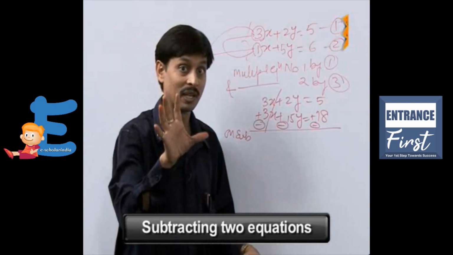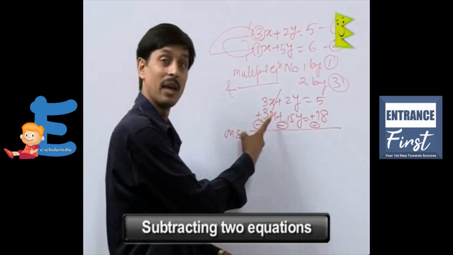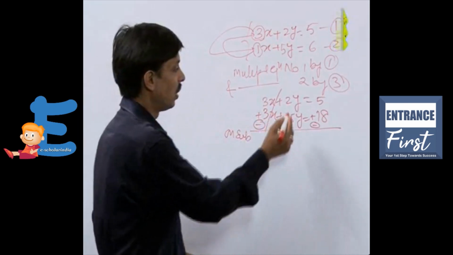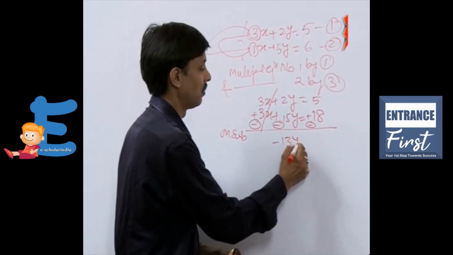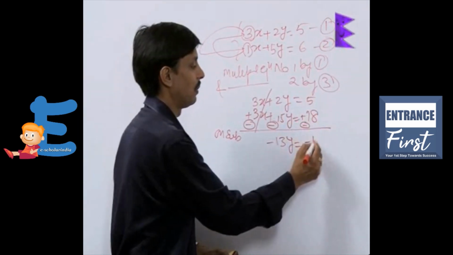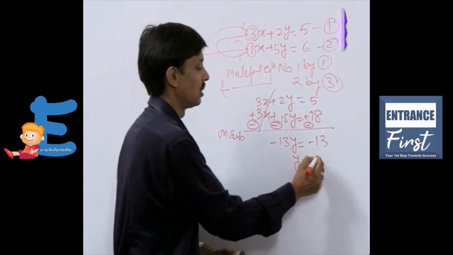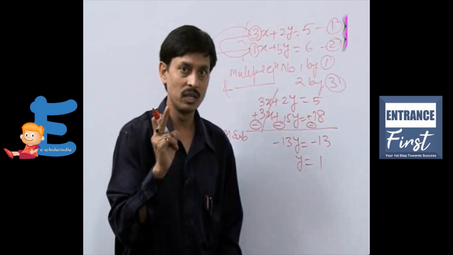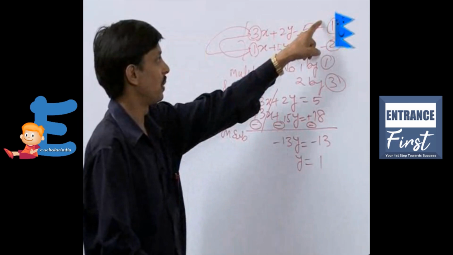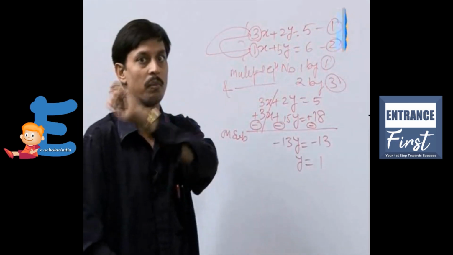What was the name of the method? Elimination method. So I have eliminated x. Now 2 minus 15 comes out to be minus 13y, and minus 18 plus 5 is also minus 13. So the answer of y is 1. 1 is the value of y which will satisfy both the equations, that is the common solution.